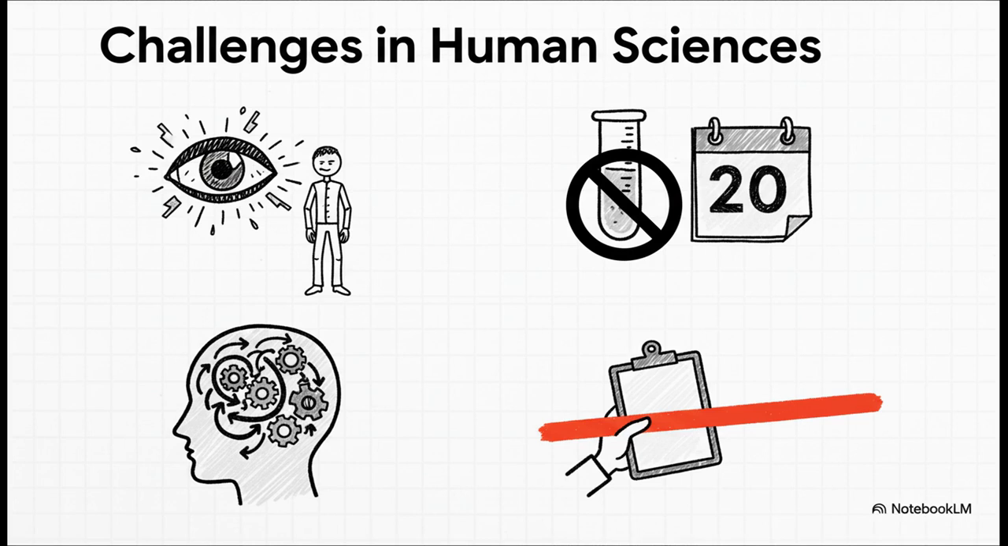So this whole inside-outside thing creates some huge problems for us. For starters, people just act differently when they know they're being watched. We call that the observer effect. You also can't exactly recreate, say, the fall of the Roman Empire in a test tube. And, maybe most importantly, there are massive ethical boundaries you just can't cross. I mean, these are human beings we're talking about.